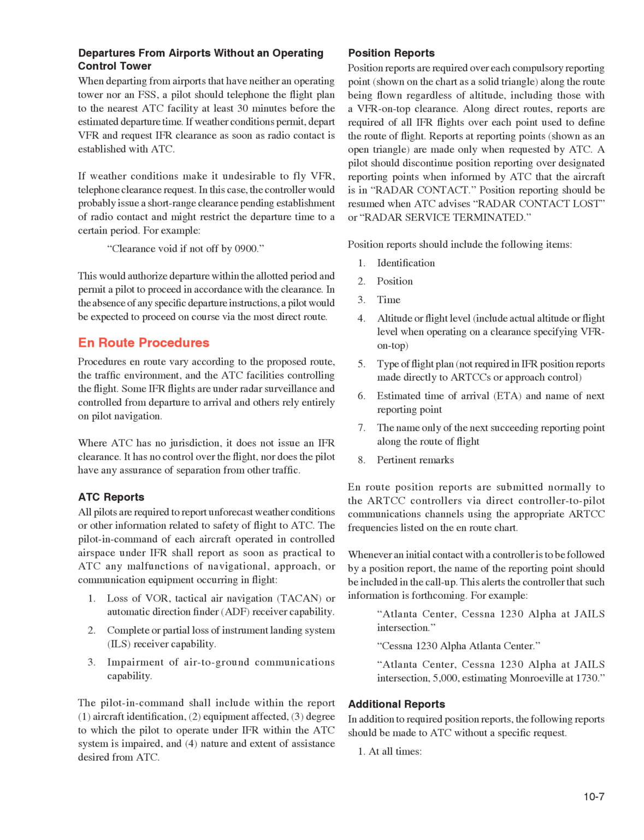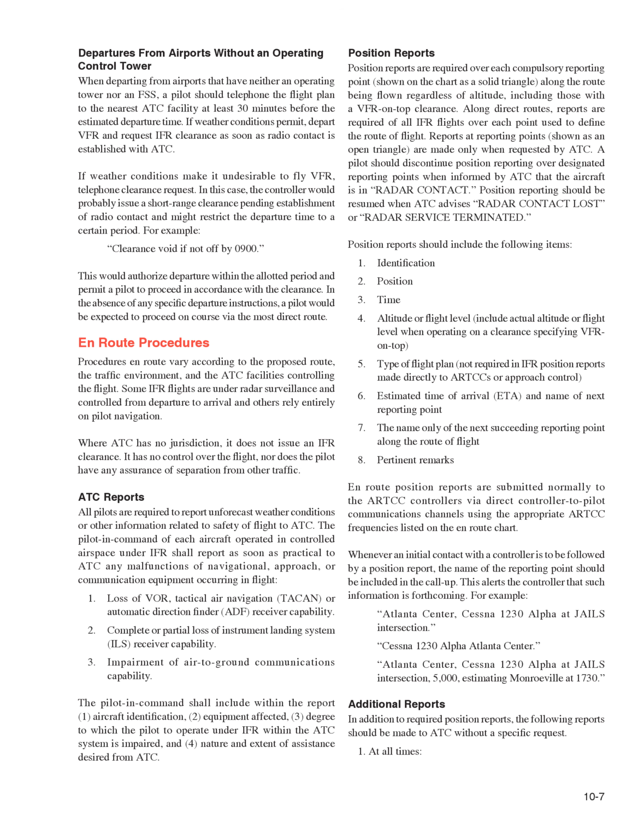Departures from airports without an operating control tower. When departing from airports that have neither an operating tower nor an FSS, a pilot should telephone the flight plan to the nearest ATC facility at least 30 minutes before the estimated departure time. If weather conditions permit, depart VFR and request IFR clearance as soon as radio contact is established with ATC. If weather conditions make it undesirable to fly VFR, telephone clearance request.